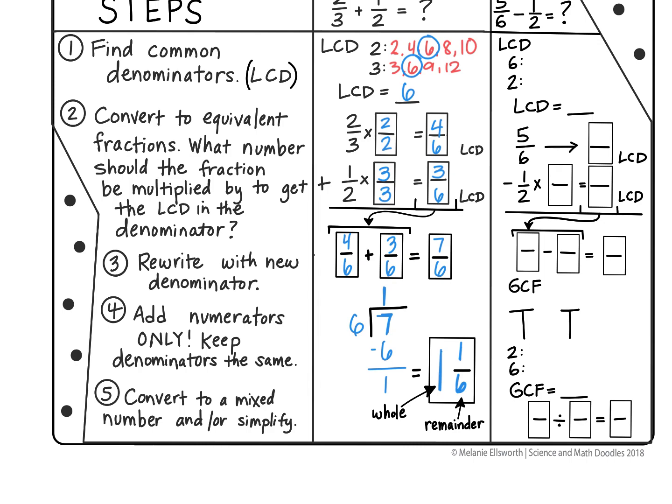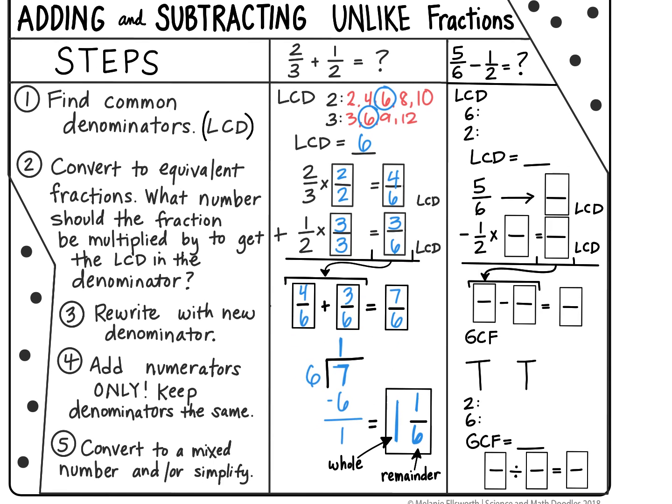Okay, let's look at a subtraction problem now. So moving over here, I have 5/6 minus 1/2. Again, because my denominators are different, I've got to start by finding those common multiples. So I'm going to list out my multiples of 6, 12, 18, 24, and I'll do the same for 2. So 2, 4, 6, 8, 10. I can already see that I have a common multiple, which is going to be 6. So I will use 6 as my least common denominator.